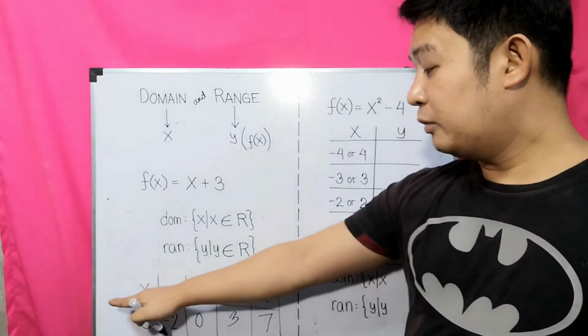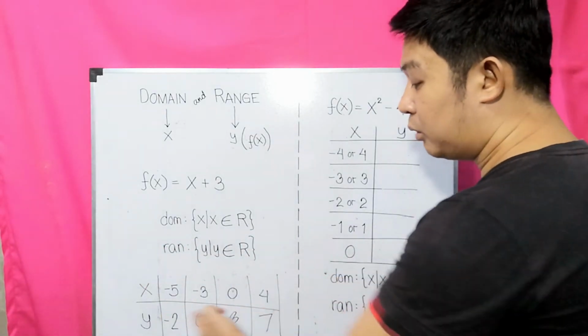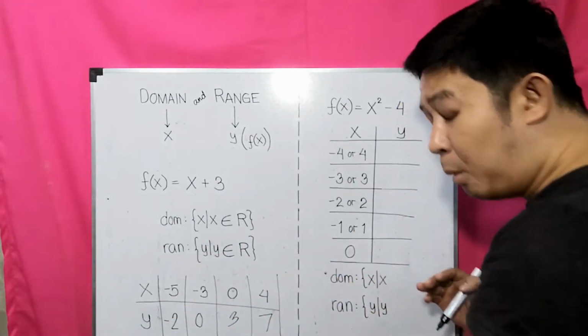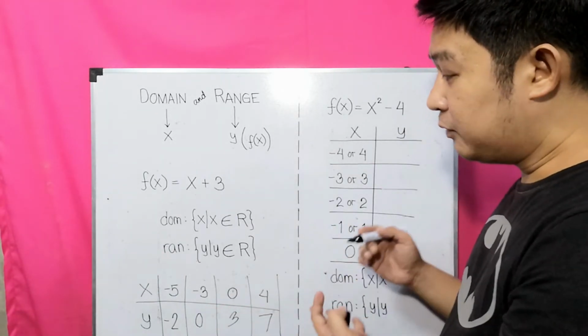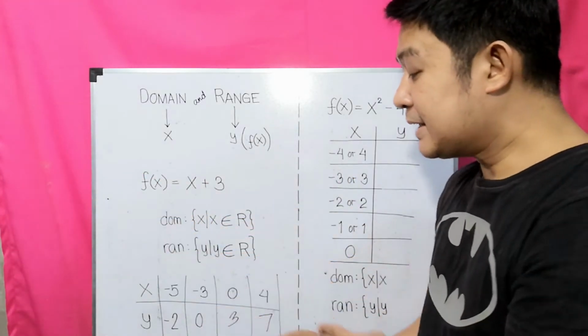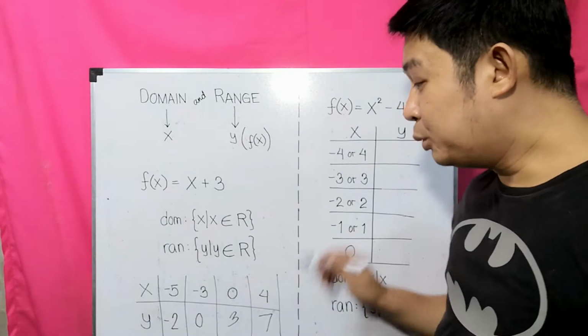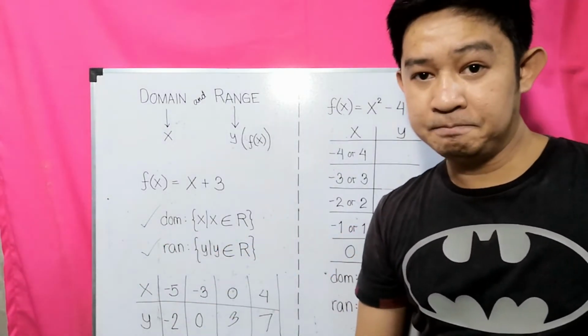So as our value for x becomes more positive, the value of our y also becomes more positive, or goes to positive infinity. And if our x goes to negative infinity, same goes for our y. And that proves that our domain and range are correct.